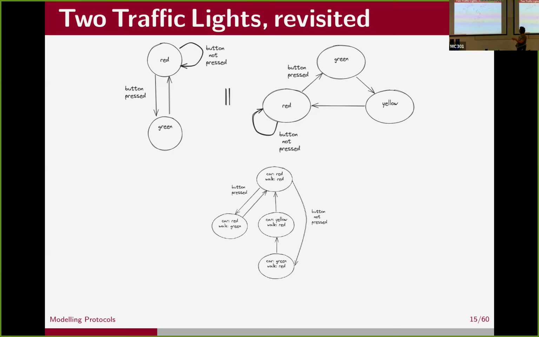And so these two should be the other way around. And then you can combine them, and you can see this is the one that we had before, and we get it by combining these two with handshaking on these two actions, the button is pressed and the button is not pressed.